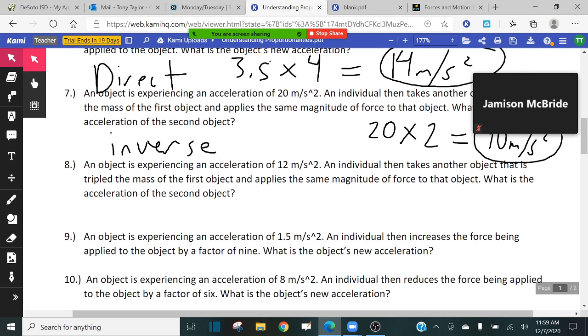Let us keep going. Look at number 8. Number 8 says an object is experiencing an acceleration of 12 meters per second squared. An individual then takes another object that is triple the mass of the first object and applies the same magnitude of force on that object. What is the acceleration of the second object? Okay, so guys, notice our mass tripled. You know what tripled means: mass increases.